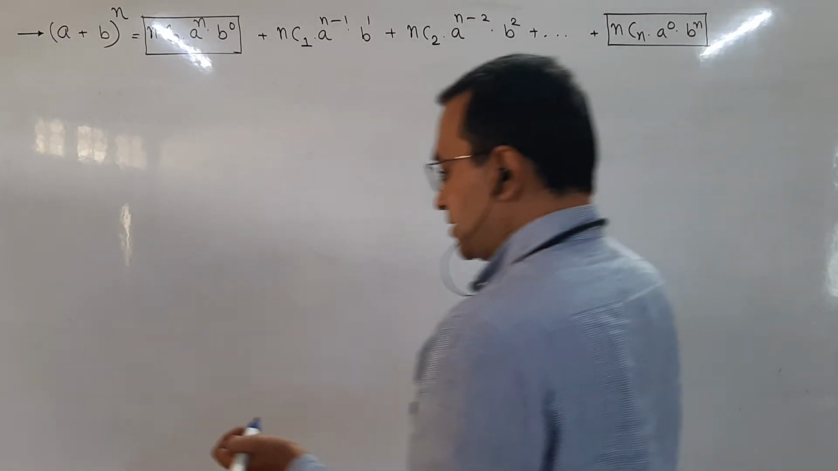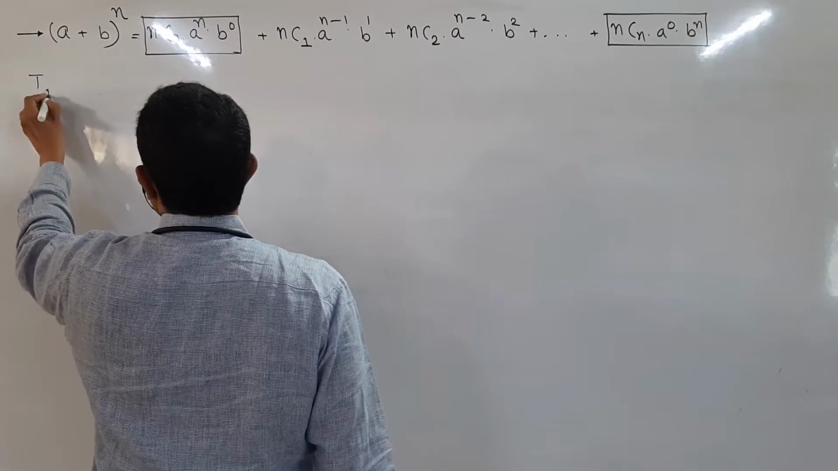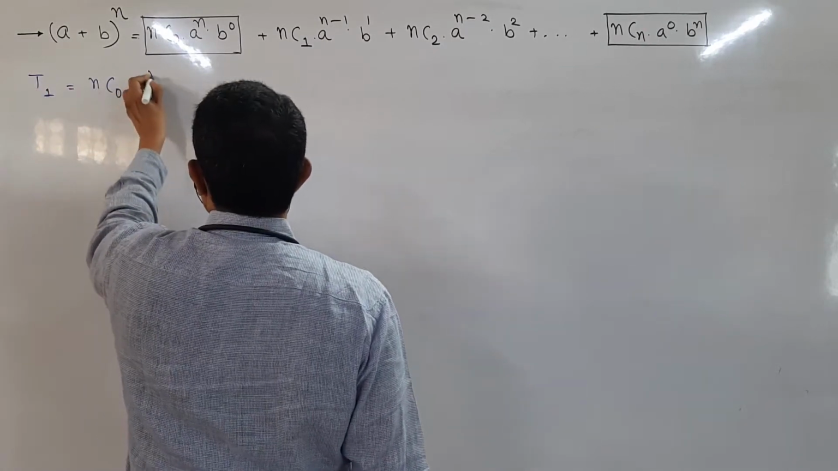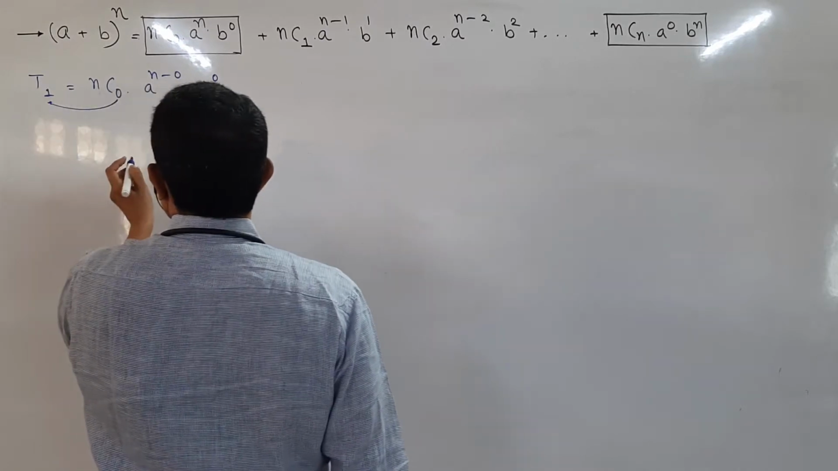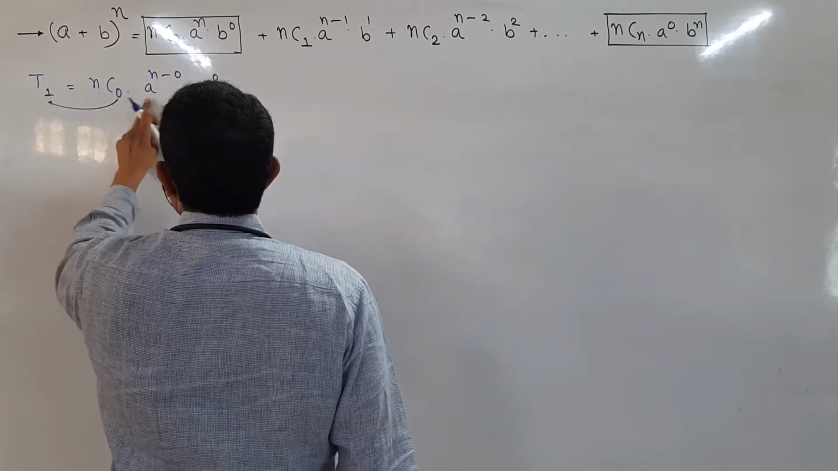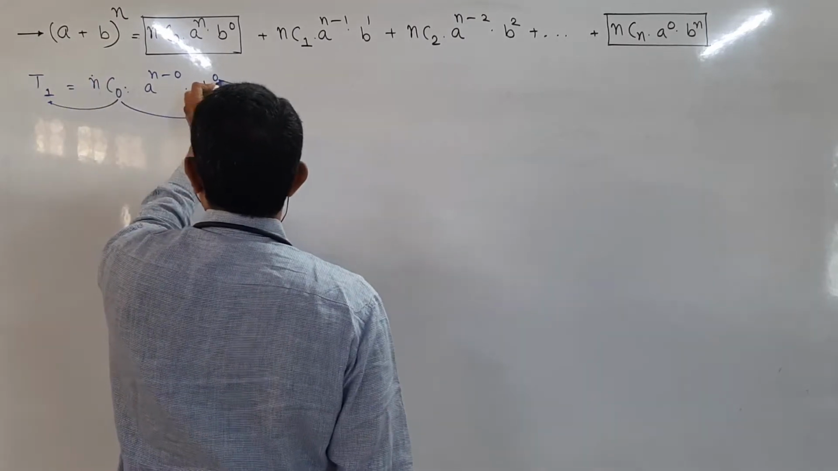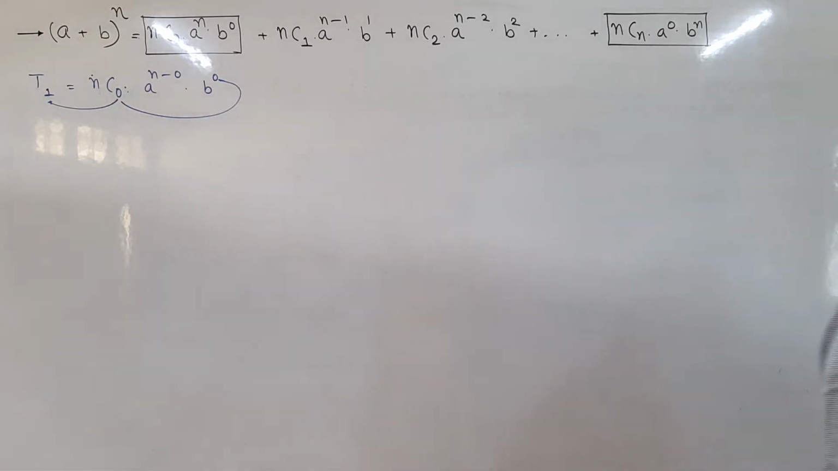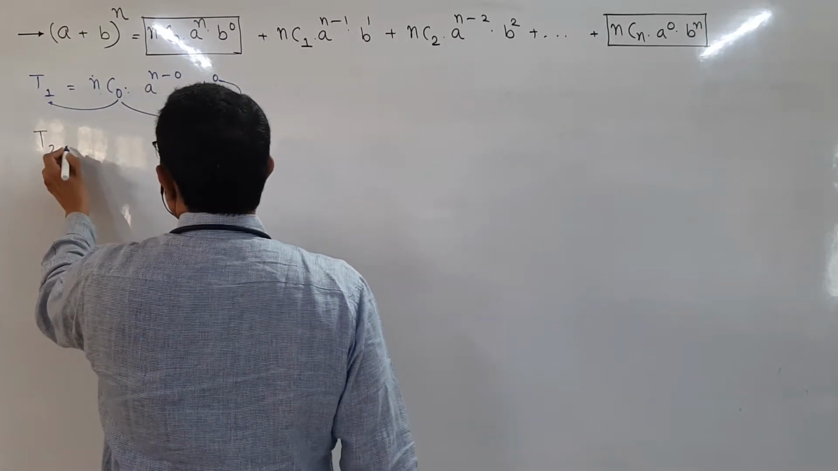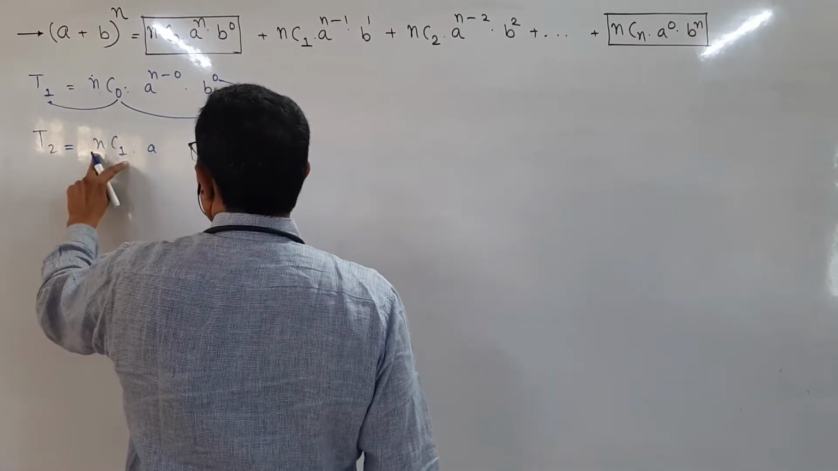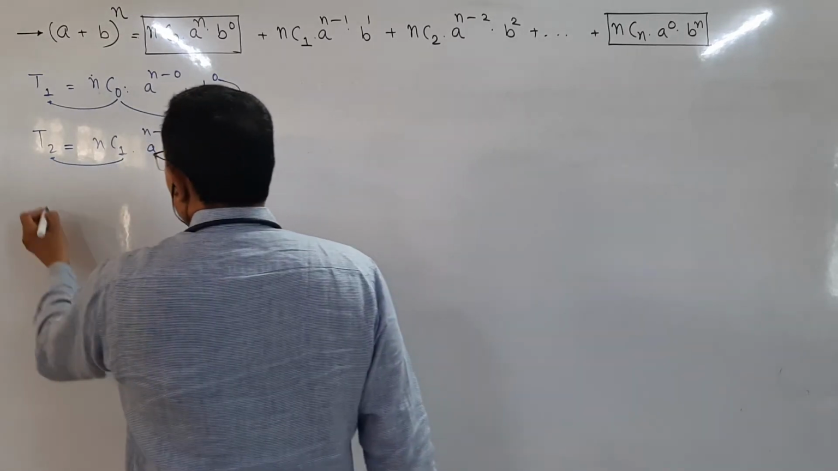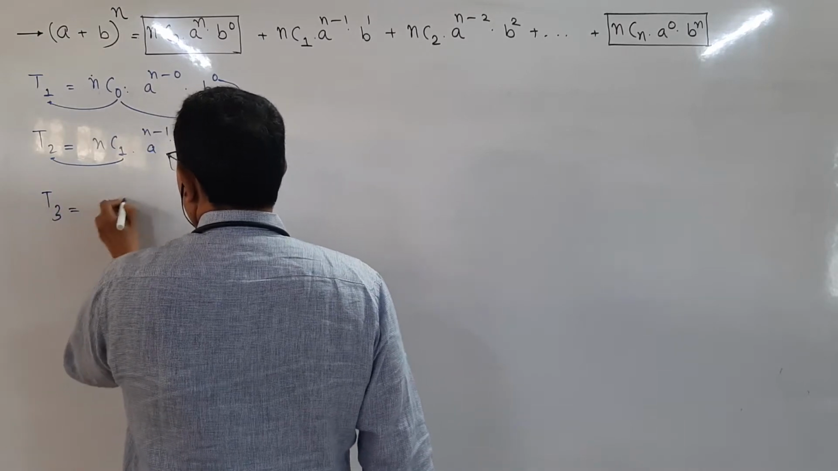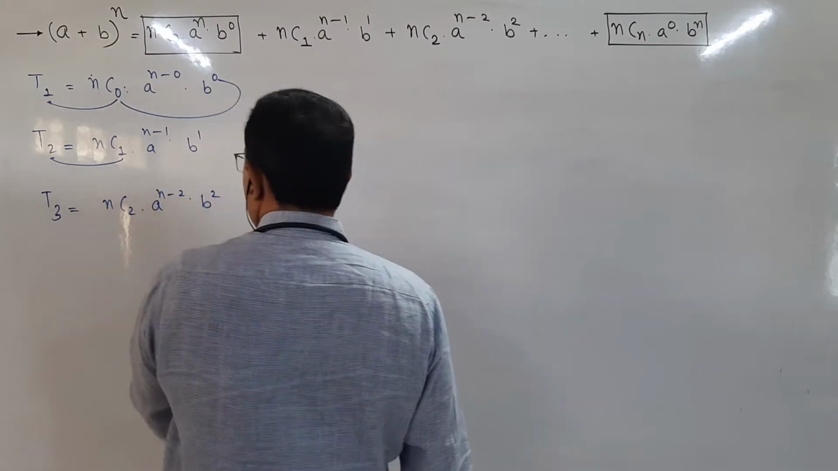Now, students, if I write the individual terms, the first term I call T1. It is nothing but NC0, A raised to N minus 0, B raised to 0. Whatever R is there, the term number is 1 greater than that. Power of A is the difference of N and R in NCR, and power of B is R itself. Then T2 is NC1, power of A is the difference of N and R, power of B is R, and here the term number is 1 greater than R. Then T3 will be NC2, A raised to N minus 2, B raised to 2.